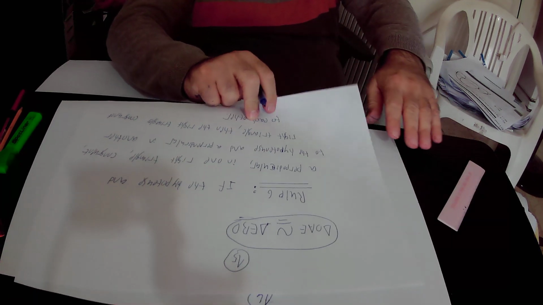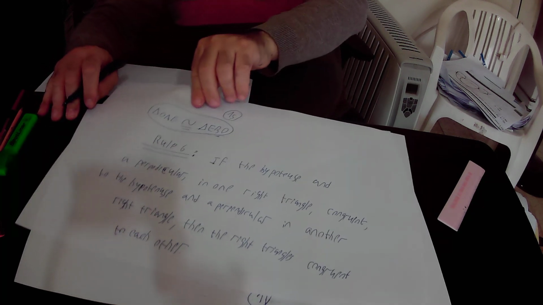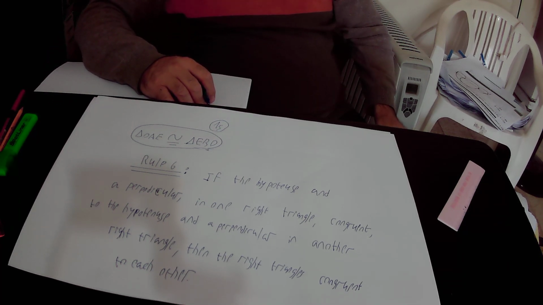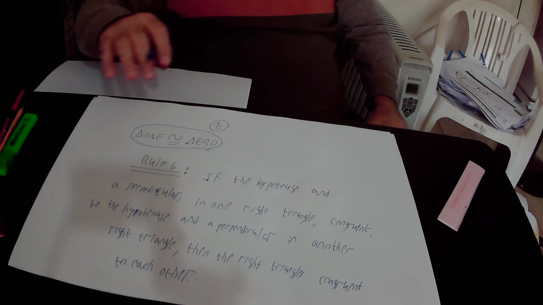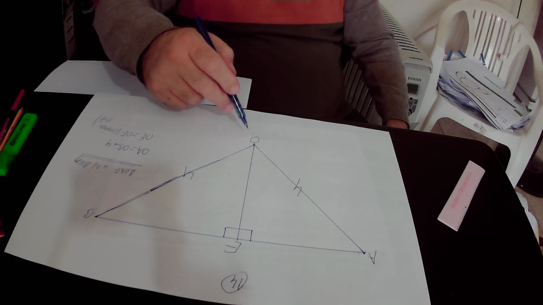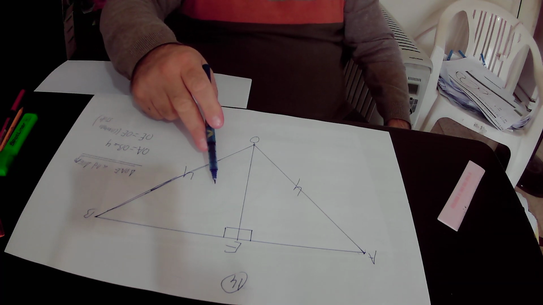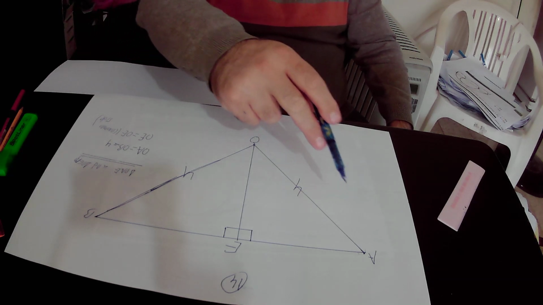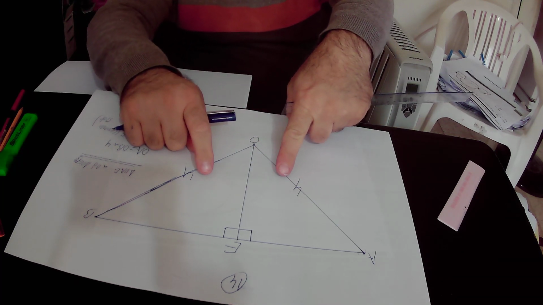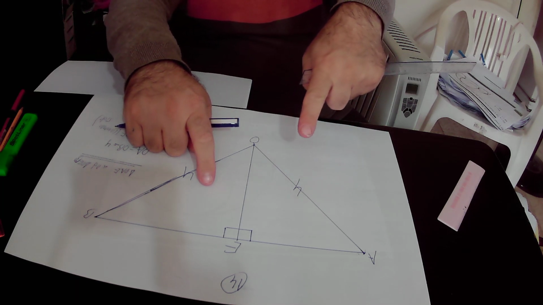So I repeat rule number 6 again. According to rule number 6, if the hypotenuse and a perpendicular in one right angle are congruent to the hypotenuse and a perpendicular in another right angle, then the right triangles are congruent to each other. And here we proved that the hypotenuse OB and the perpendicular OE in triangle OEB are congruent to the hypotenuse OA and the perpendicular OE in triangle OEA. Therefore, we proved that those two right triangles can go into each other according to rule number 6.